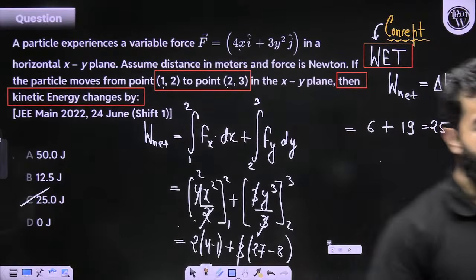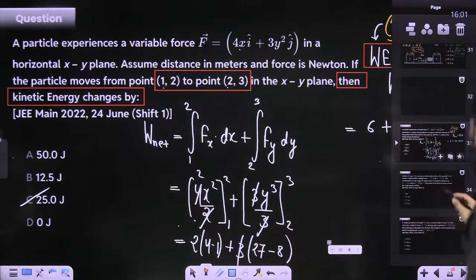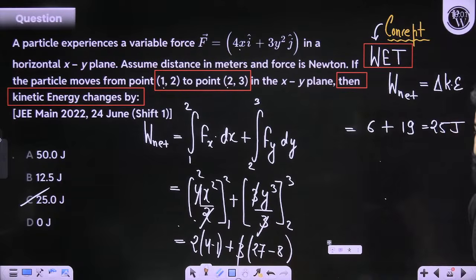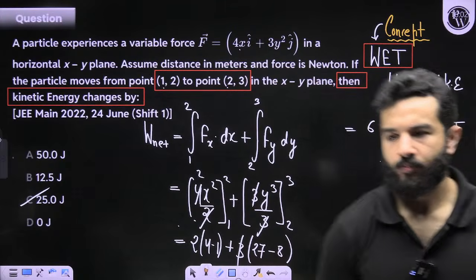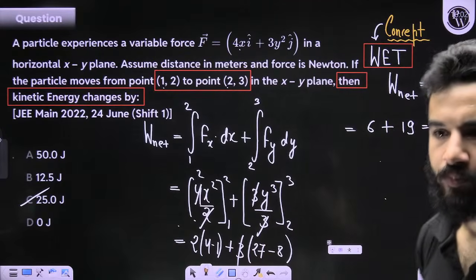25 joule is the correct answer. Clear? Any more doubt? Be quick. 25 joule is the correct answer, my dear friends. Can we move on to the next one now? Let me know.